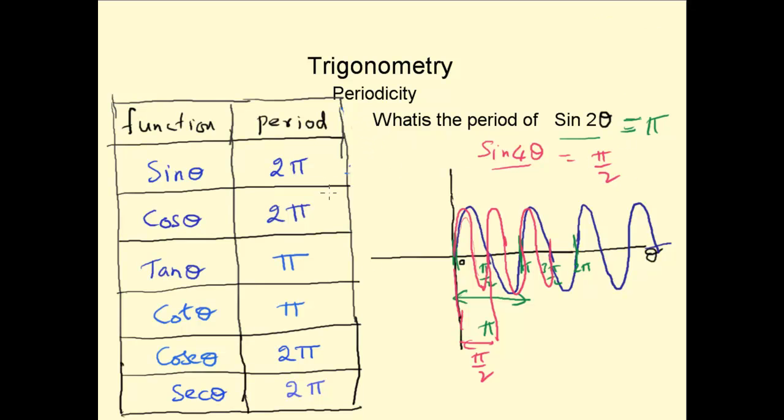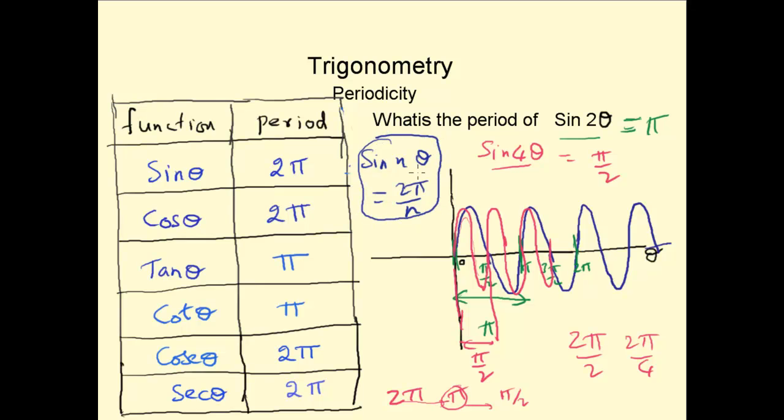If you see the pattern, for sine theta it's 2 pi, for sine 2 theta it's pi, and for sine 4 theta it's pi by 2. So it's half, and then one more half, or 1/4. It's 2 pi over 2 for sine 2 theta, and 2 pi over 4 for sine 4 theta. So we can generalize and say that for sine n theta, the period will be 2 pi over n. So for sine 5 theta, the period should be 2 pi by 5.